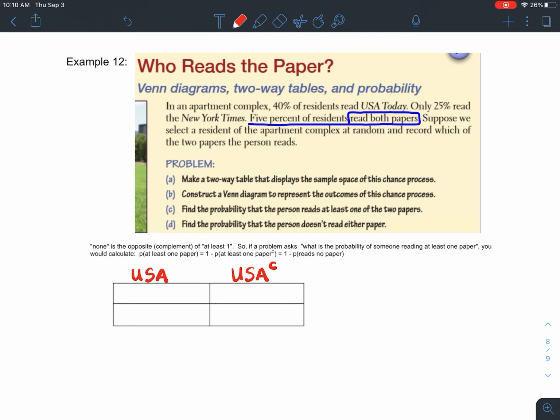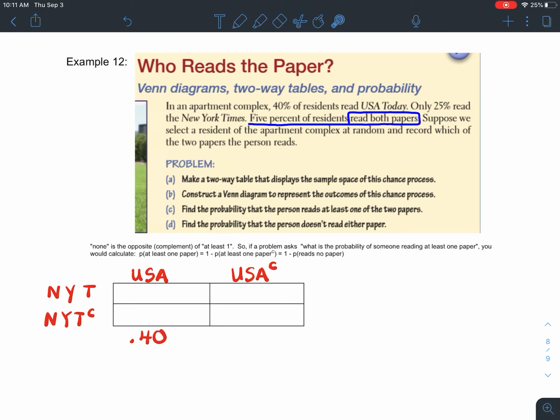So what we're referring to is whether someone reads the USA Today, or if they do not read the USA Today, I'll just call that the complement there. The other paper was the New York Times. That'll be that they read it, or the complement to that is that they do not read the New York Times. Okay, so first if we can go through here and kind of fill in these percentages.